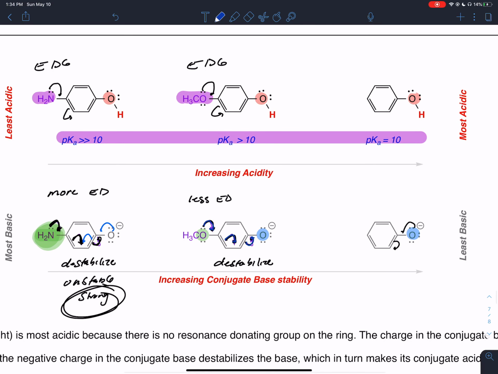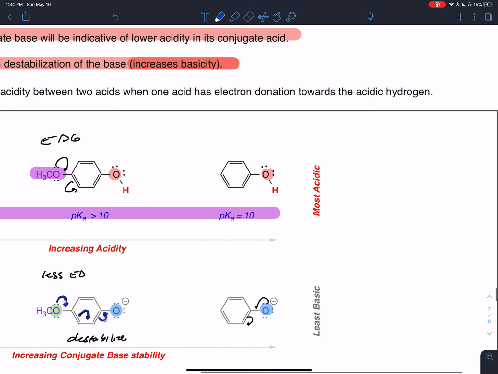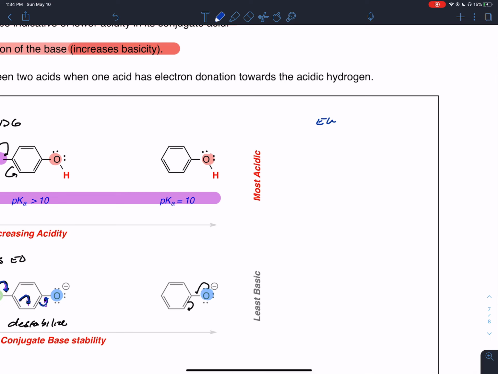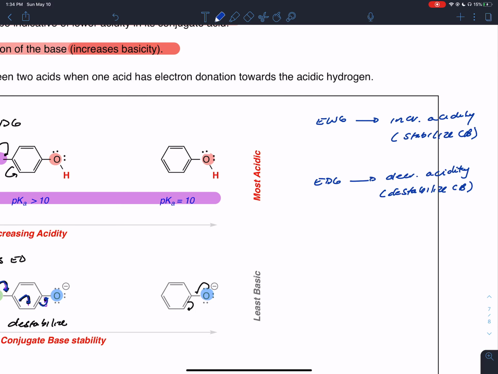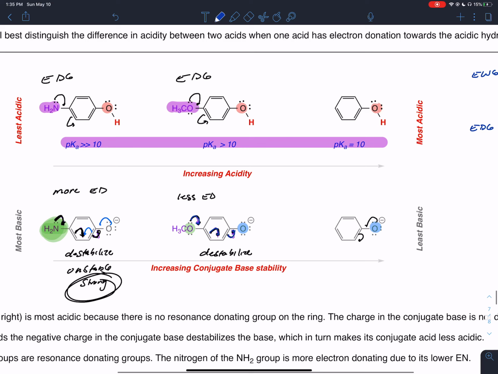We have electron donating groups and we have electron withdrawing groups. And any type of electron withdrawing group, we're going to actually make a statement over here. This is important. Any type of electron withdrawing group will act to increase acidity. Why? Electron withdrawing groups will stabilize the conjugate base. Okay? But electron donating groups, as we've discussed in this video, will decrease acidity. Why do they decrease acidity? They will destabilize the conjugate base. And the destabilization of the conjugate base makes it a stronger base, a less stable base.